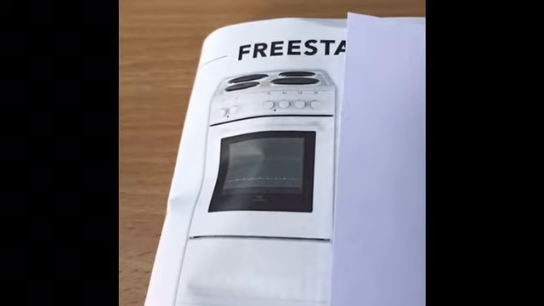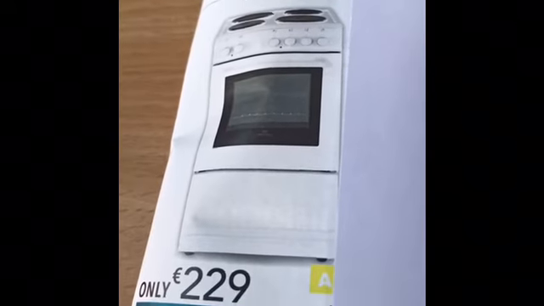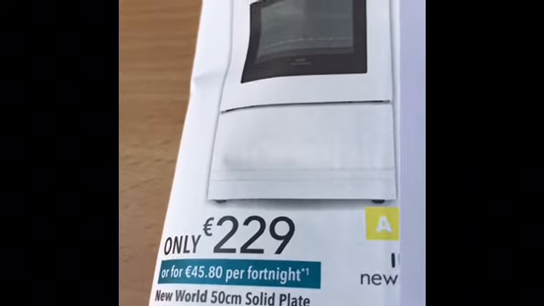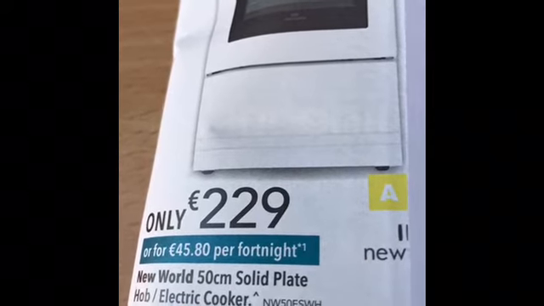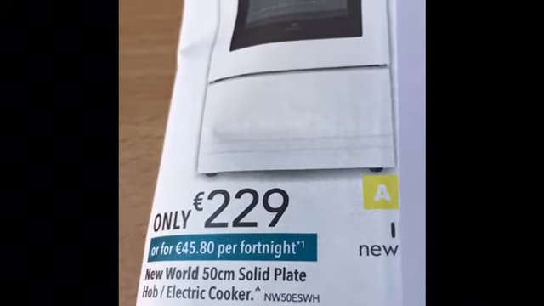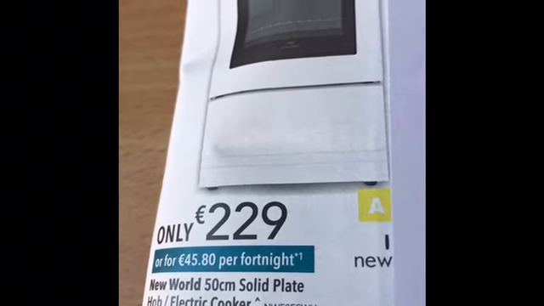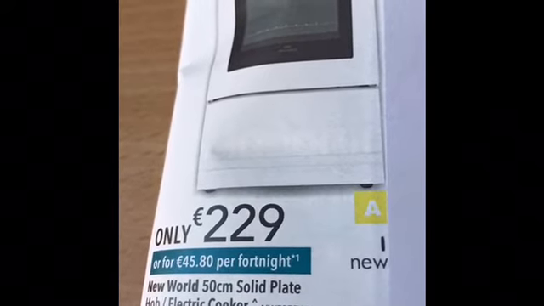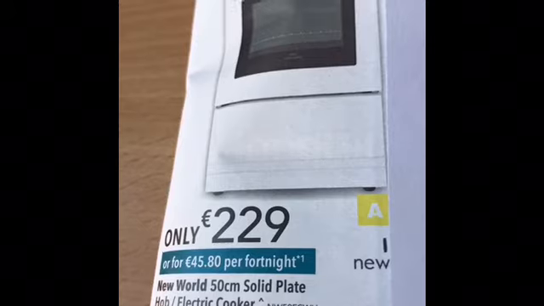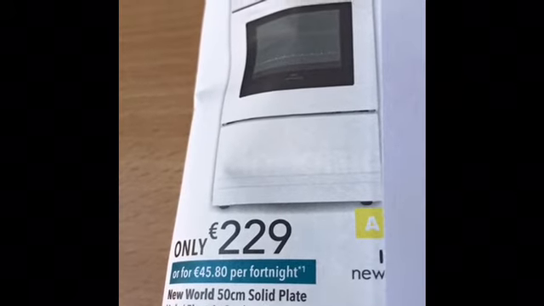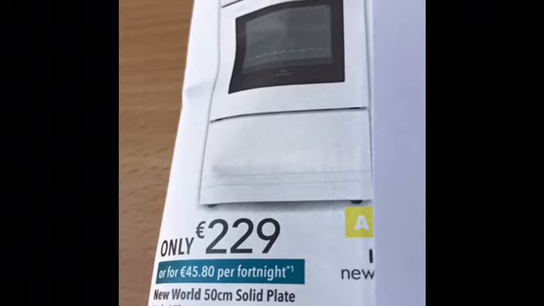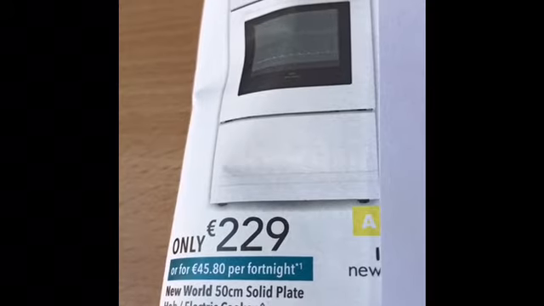Okay, so I'm going to look at an appliance here, which is a freestanding cooker, and look at the price down below it. It's saying only €229 or for €45.80 per fortnight, bearing in mind that point one that we just looked at. So in that point it mentioned we were going to pay the first installment, and then 4 fortnightly installments. So that would be 5 payments in all. I just want to use this as an example to show short division, where we're dividing 5 into the 229 to show us where they get that payment of €45.80.